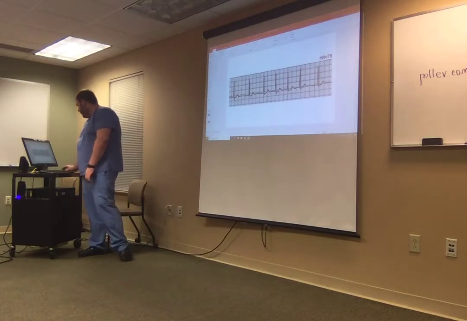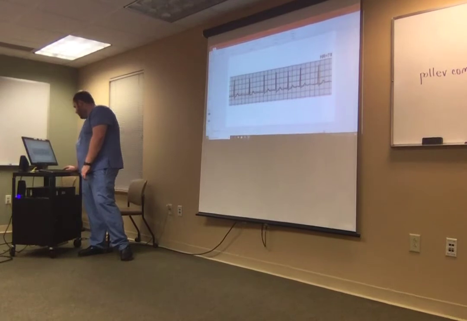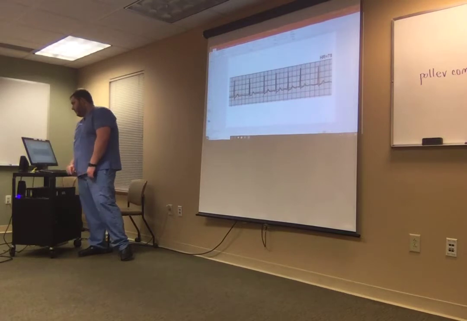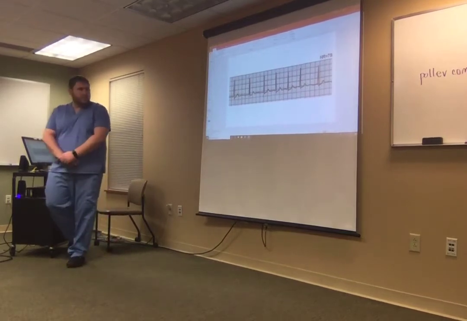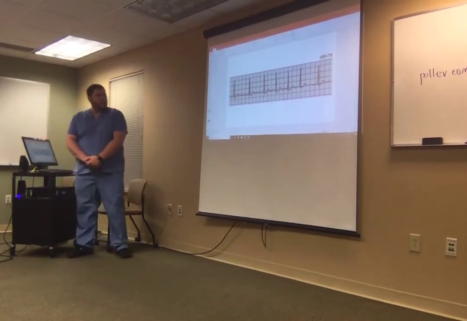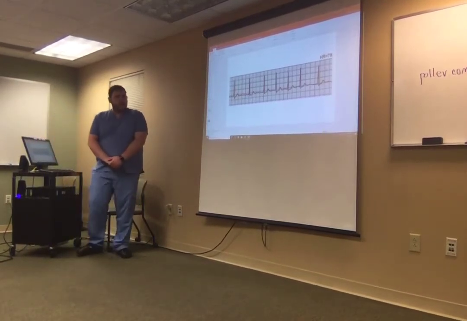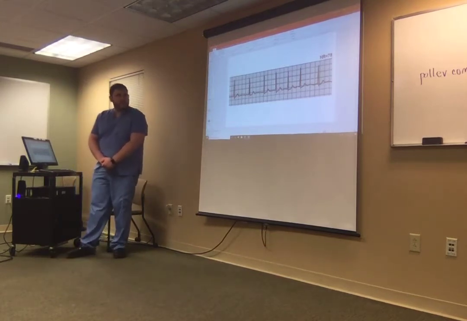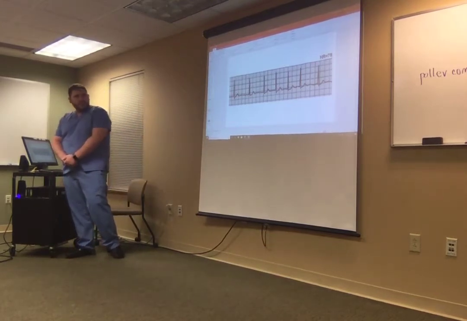All right, so what about this rhythm? I'll come back to it in just a second. The heart rate's 78. Think about it, is our QRS narrow or wide? Do we have a P for every QRS? Regular or irregular?